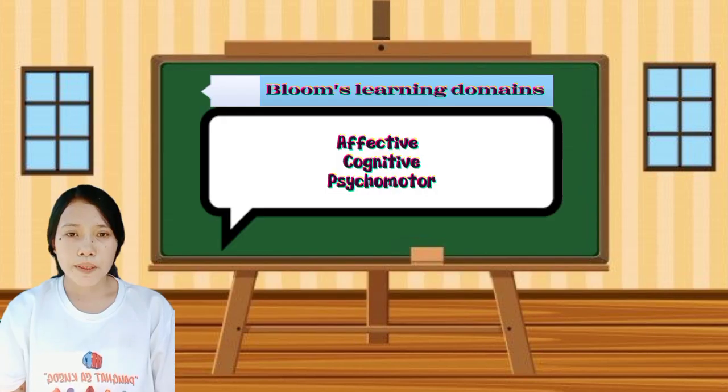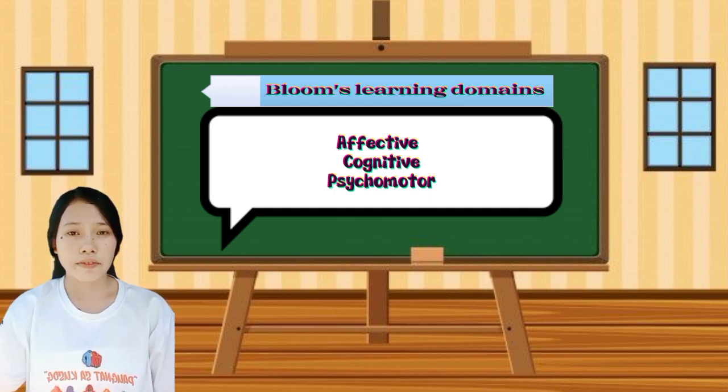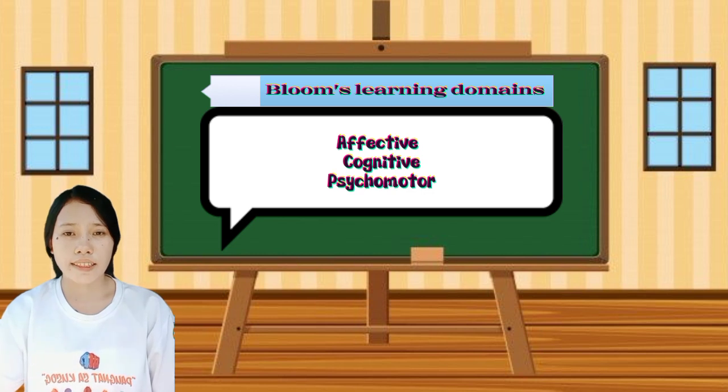Bloom's taxonomy comprises three learning domains: the affective, cognitive, and psychomotor. When we say cognitive, it is the development of our mental skills. Affective is the student's motivation and attitudes. And psychomotor is physical movement.